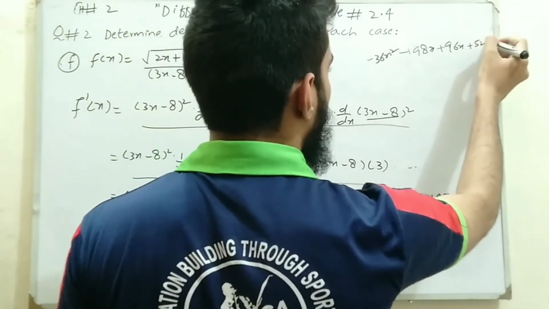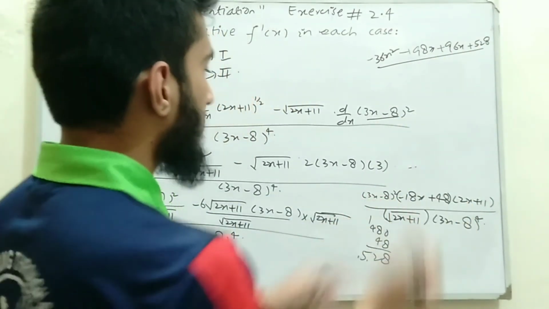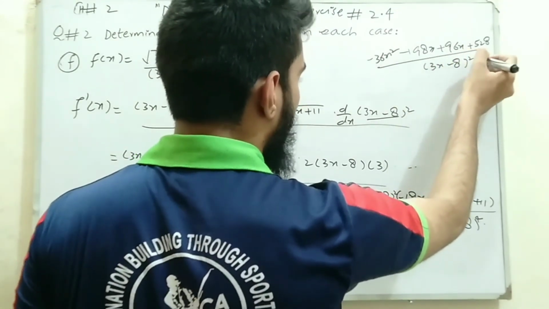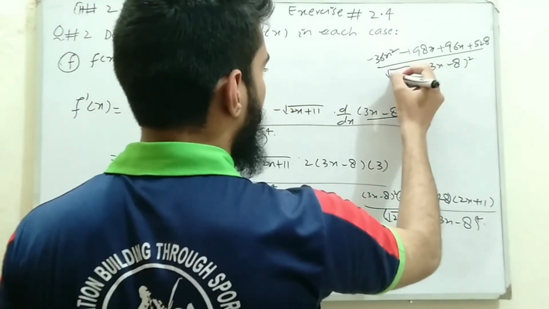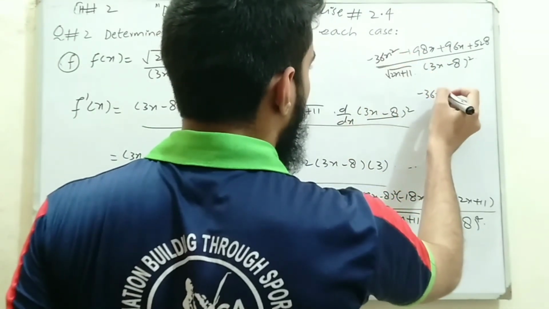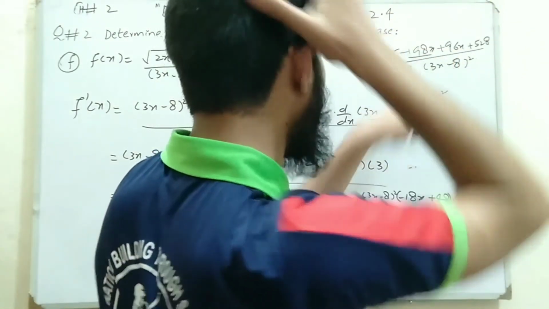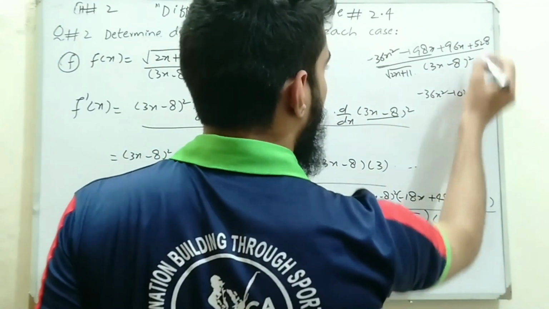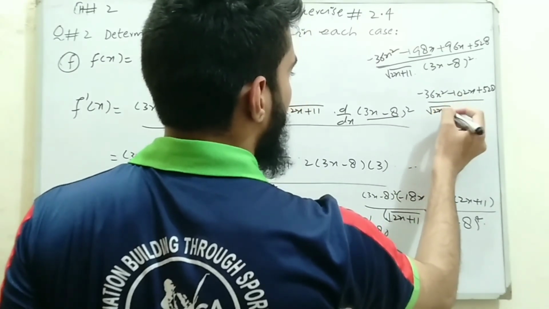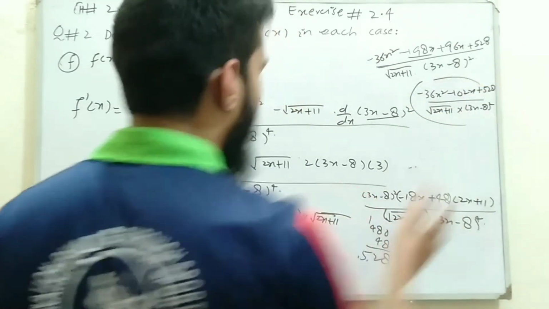So plus 528, and whole divided by, here we are also with (3x minus 8) whole square. So it will cancel out with this. We are left with (3x minus 8) whole square and 2x plus 11 under the root. Now after this, minus 36x square, and here it is minus 198x and plus 96x. So it will give us minus 102x and plus 528, divided by under the root of 2x plus 11 multiply this function (3x minus 8) whole square. This is the required derivative.